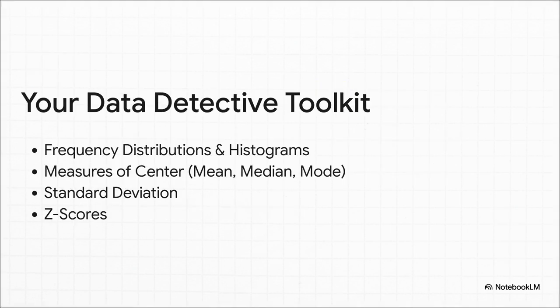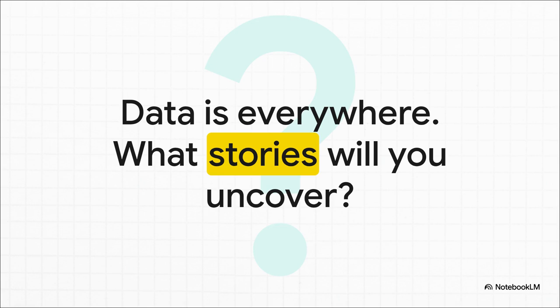So, there you have it. We started with a completely meaningless jumble of numbers, and step by step, we've built a powerful data detective toolkit. We've got our histograms to visualize, our mean, median, and mode to find the center, standard deviation to measure the spread, and Z-scores to add context. And these tools aren't just for test scores. You can use them for sports stats, for business, for science, for pretty much anything. Data is absolutely everywhere, just waiting for someone like you to come along and tell its story. So now that you have the toolkit, what stories are you going to uncover?